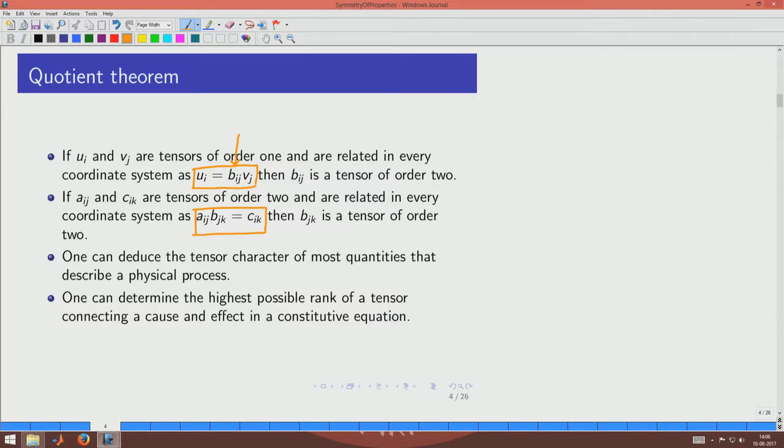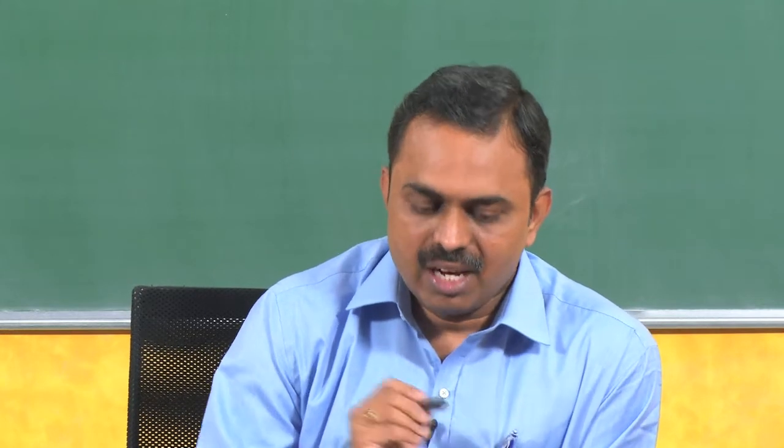And a relationship like that has a specific name, and that is where we are actually using the word here, constitutive equation or constitutive relationship. So, what we mean by that is it is a relationship between a cause and effect. So, we will have cause and effect on either sides of the equal to sign, and what relates them is a property, and we then want to use quotient theorem to check what would be the tensorial order of that property.